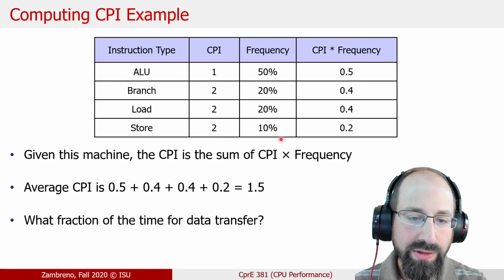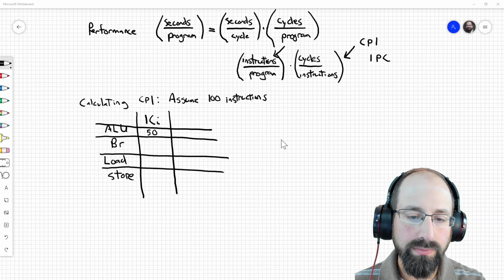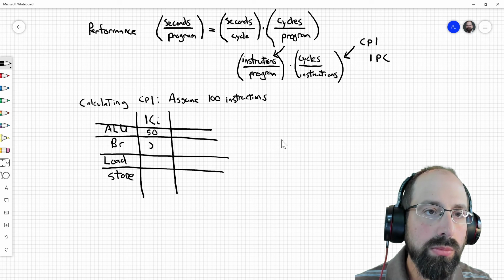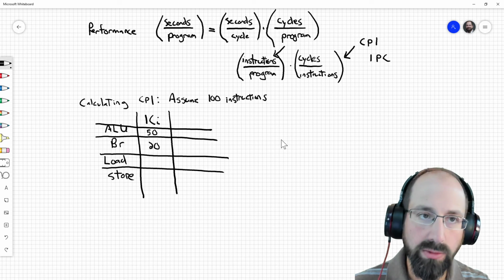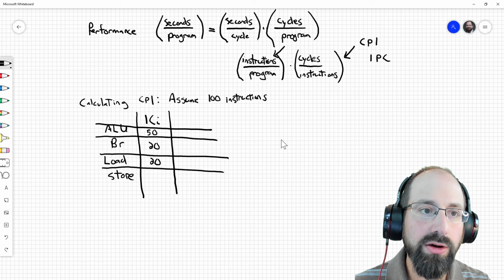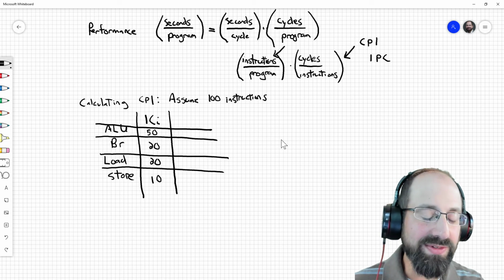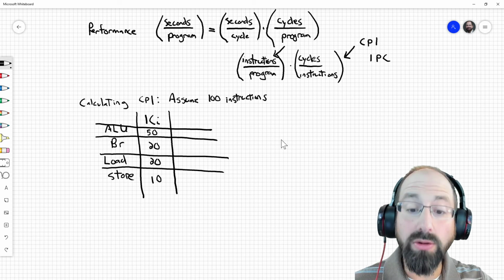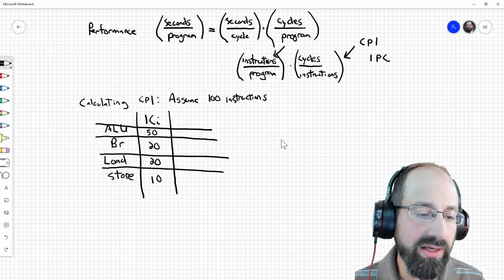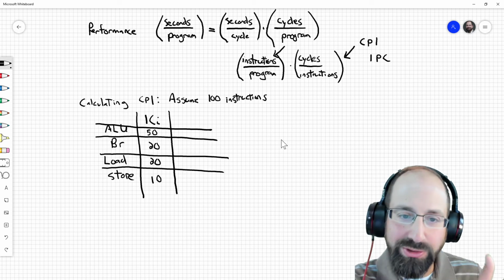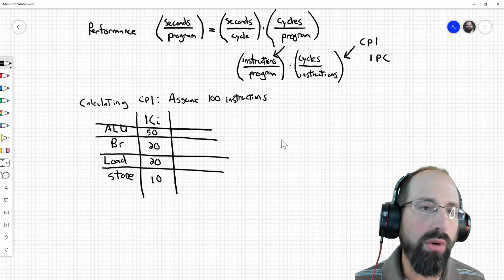The branches, right? The branches are 20%. So of our 100 instructions, 20 of them are branches. Our loads were also 20%, so 20 of our instructions are loads, and our stores are 10%. So 10 of them were stores. Just like the percentages would need to add up to 100% in the previous example, our total instruction count should add up to 100 here, because I'm telling you there's 100 instructions. That subcategory should also then add up to 100.